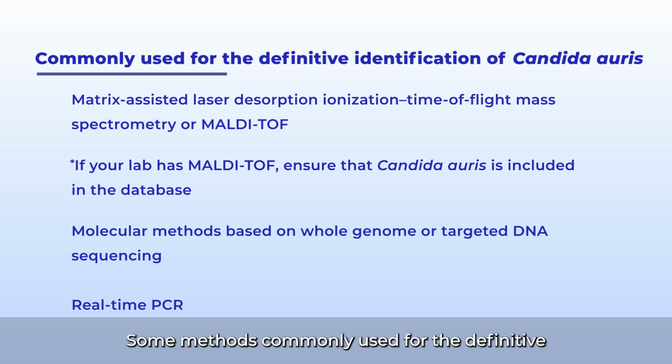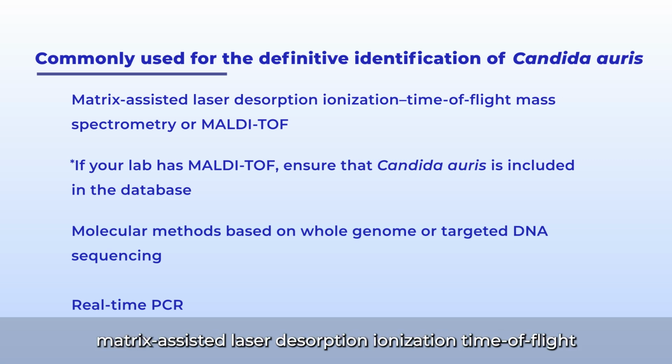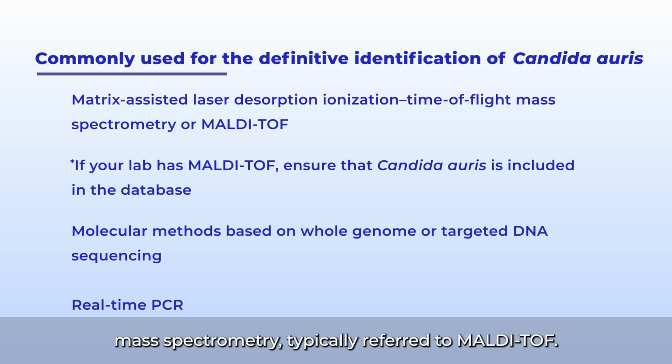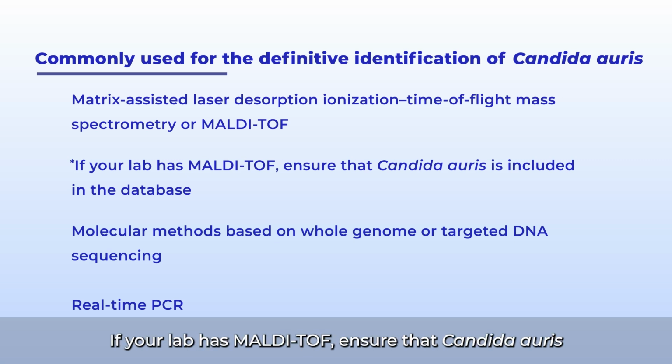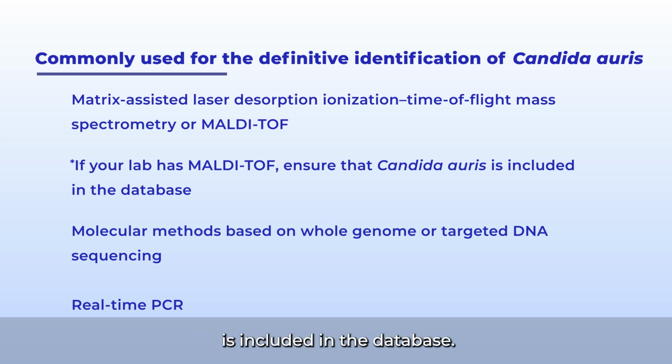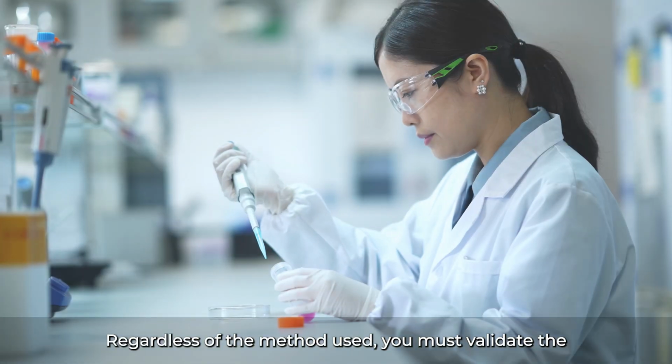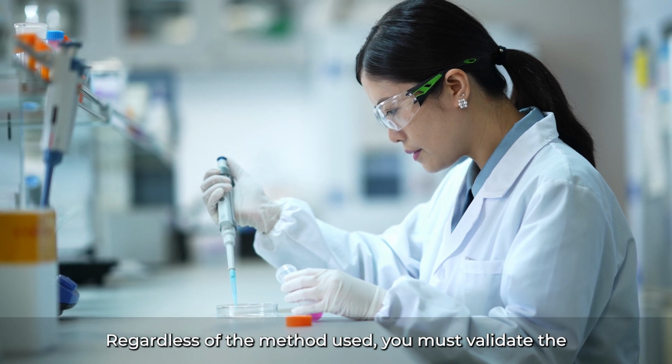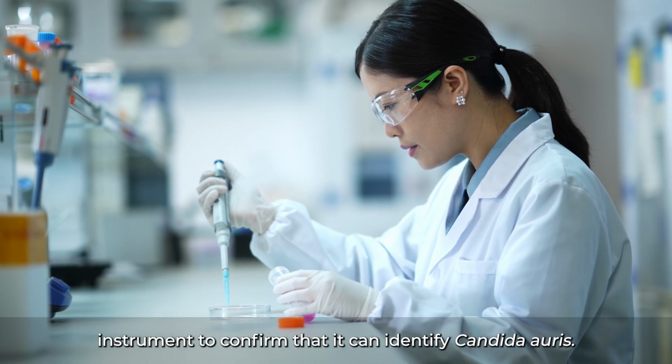Some methods commonly used for the definitive identification of Candida auris include matrix-assisted laser desorption ionization time-of-flight mass spectrometry, typically referred to as MALDI-TOF. If your lab has MALDI-TOF, ensure that Candida auris is included in the database. Molecular methods based on whole genome or targeted DNA sequencing. And real-time PCR.